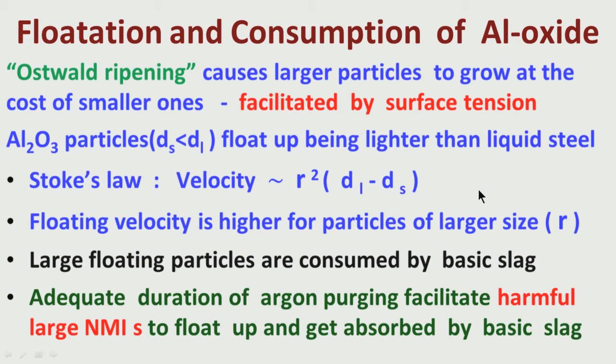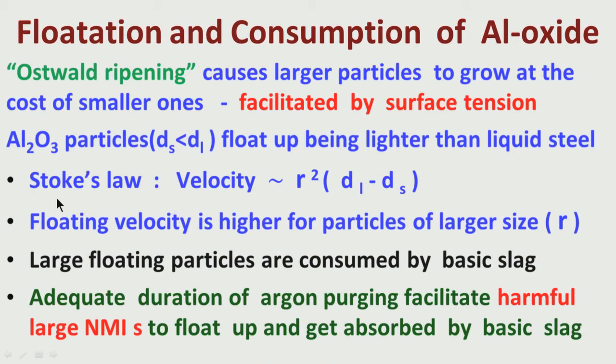So, we know that larger particles will rise faster and go to the top, if you give adequate duration during argon purging or other secondary refining processes. These harmful large NMIs: we have to recall what I told at the beginning, that this large size of NMIs is really harmful. Fortunately, if these large particles are in liquid steel, they will float up faster.